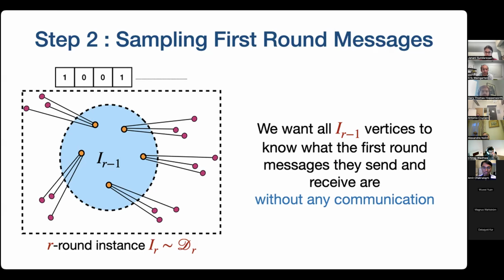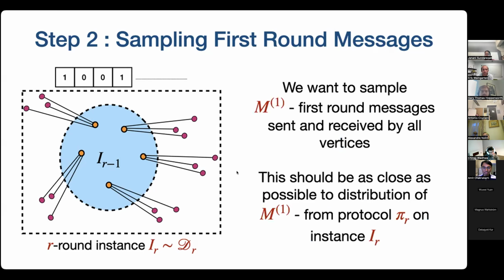So if I want to be more specific, inside this protocol Π_R, there's going to be a distribution M1 of the first round messages. So this is going to be collectively all the first round messages sent and received by all the vertices. So we would want to sample messages with some resources they have. They have public randomness at this point, and they also have private randomness. We'll give them something else to do it. We'll come to that later. So we will give them a way to sample these messages, which is as close as possible to the distribution that M1 would have had in protocol Π_R on this instance I_R we constructed.